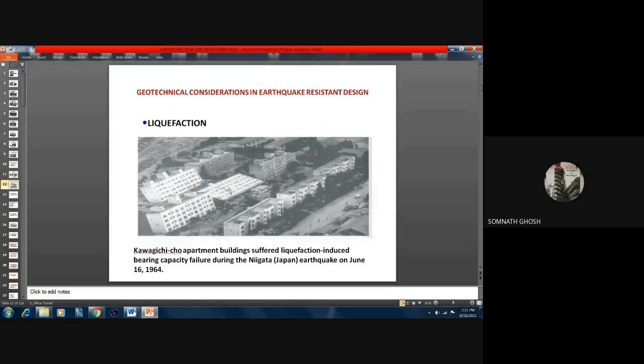Because previously liquefaction was not included in the code, IS 1893. But now it is included. And I have included some numerical problems also and discussed liquefaction in my recent book also.